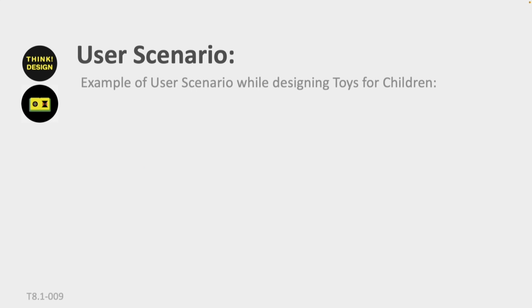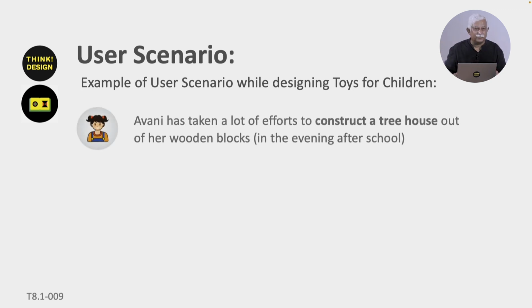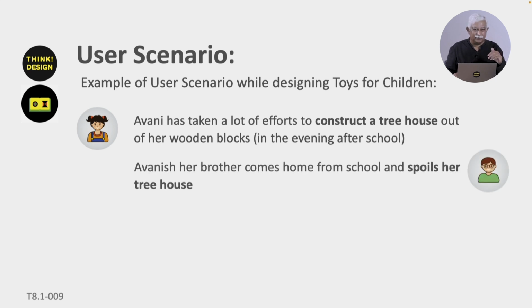So, if you look at it, you kind of define the user segment connected to the topic. Here it was designing toys for children. Now, you can use their activity to create a scenario or a story connected with designing for children. For example, Avani has taken a lot of effort to construct a tree house out of her wooden blocks. This is in the evening after school. Then comes Avanish, her brother. He comes from school and spoils her tree house.